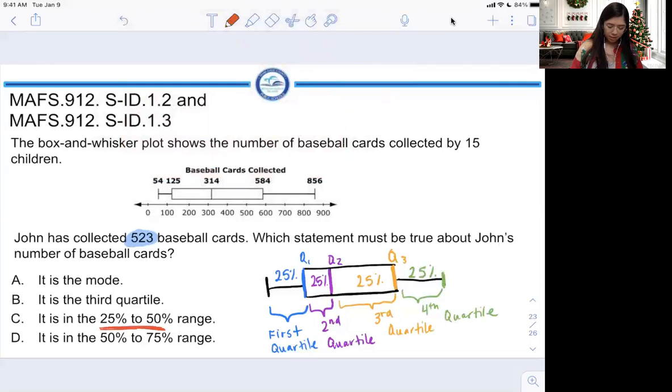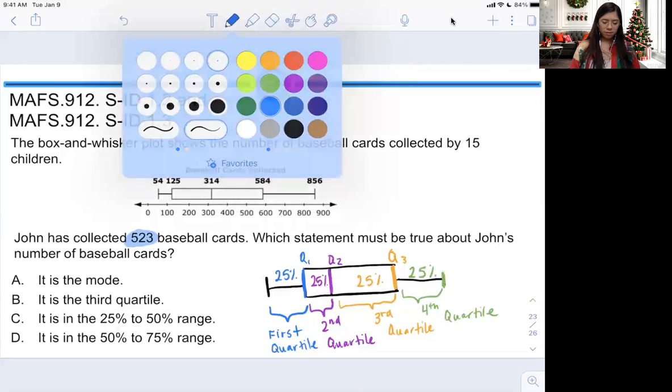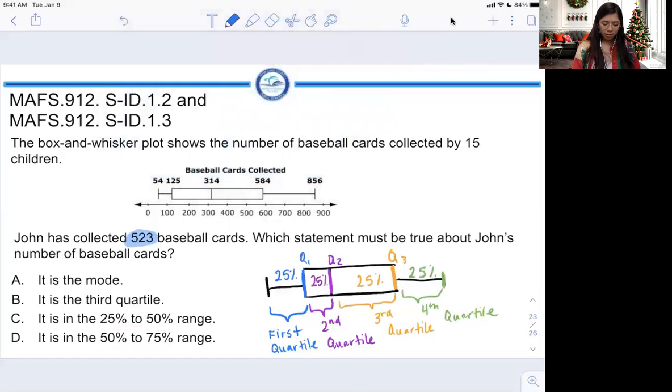Where is the 50 to 75 range? Isn't it from quartile 2 to quartile 3? Exactly. So what's our answer? 523, which quartile is that in? Quartile 2? 523, I think it's 3. Right about here, right? Yeah. Somewhere around here. So that's going to be inside of the third quartile, which is the 50 to 75 range.